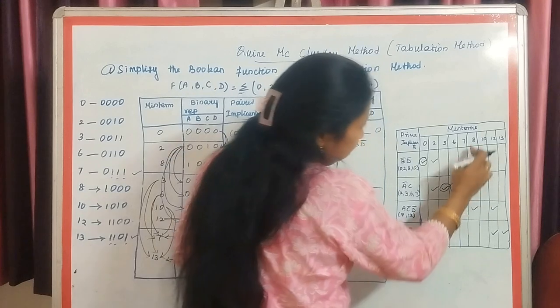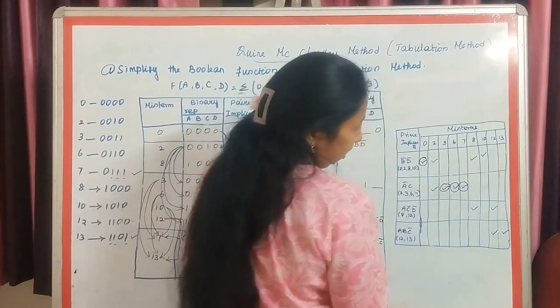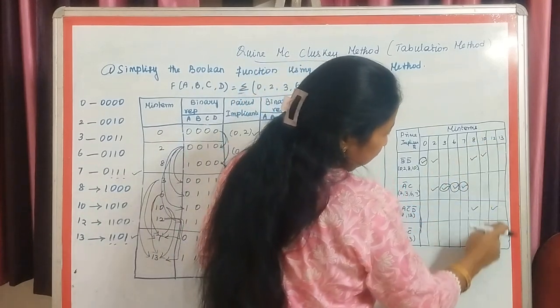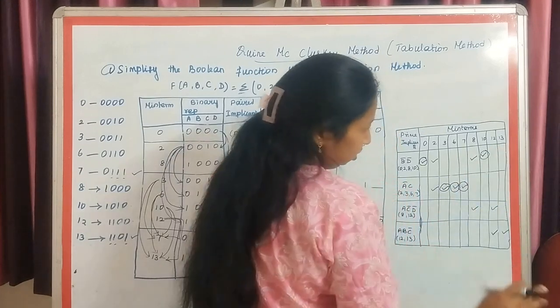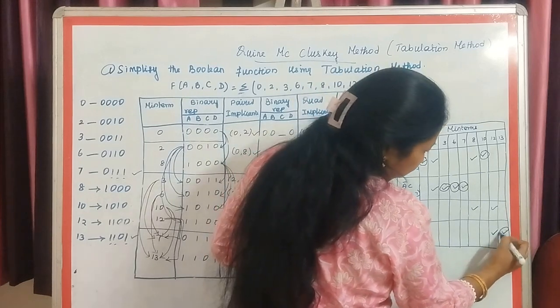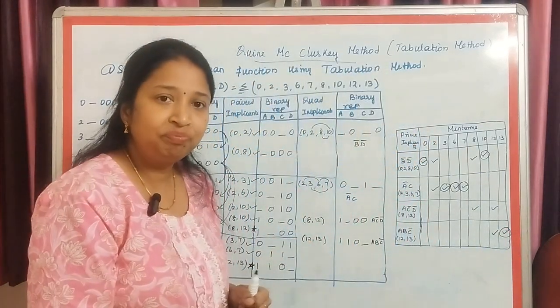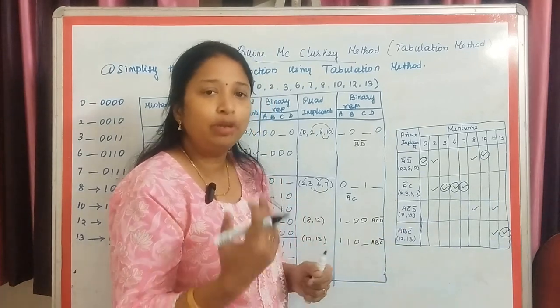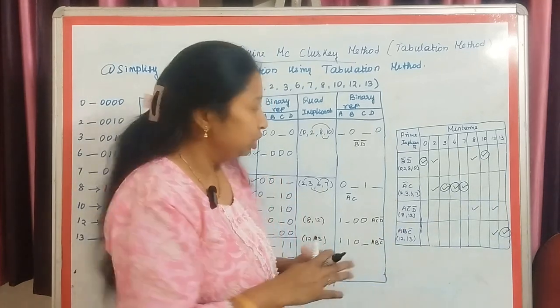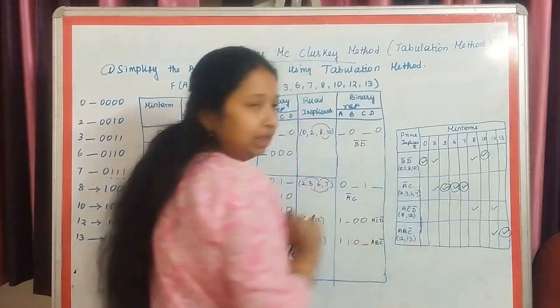Check on the number 7. Only one tick mark. Check on the number 8. You have 2 tick marks here. So, ignore. And check on number 10. There is only one tick mark. Check on number 12. There are 2 tick marks. So, leave it. Check on number 13. There is only one tick mark. So, encircle it. Understood how to encircle? Now, the final step for writing your simplified Boolean expression is to check row wise.